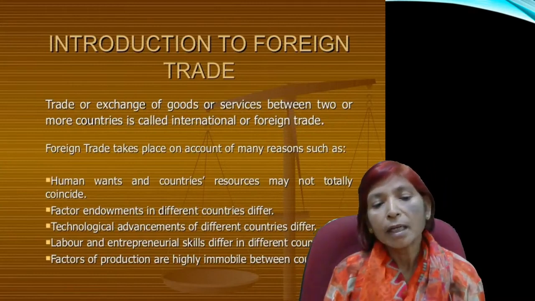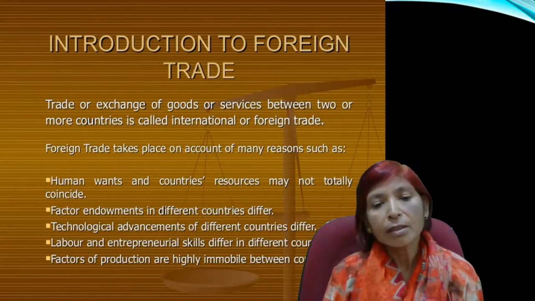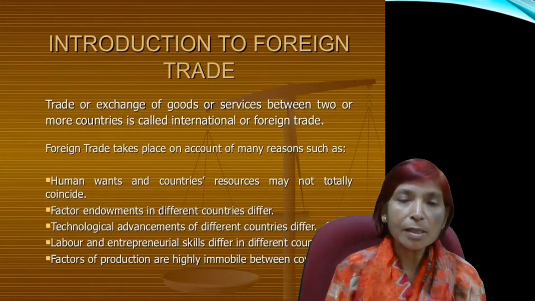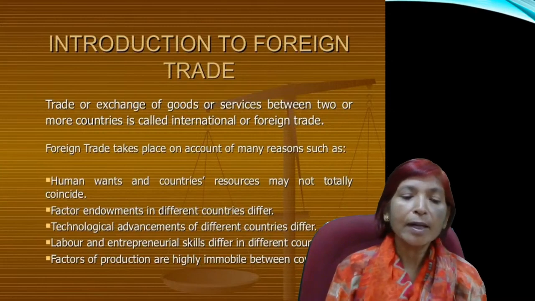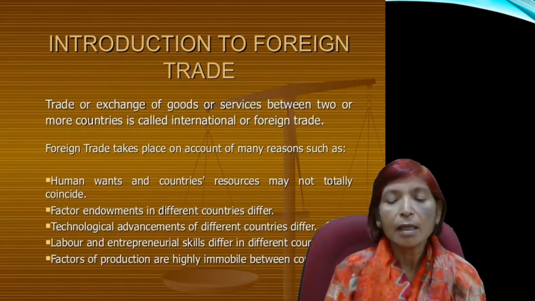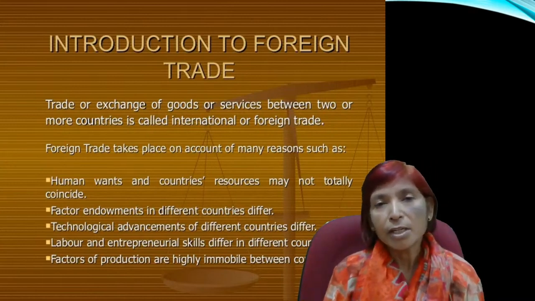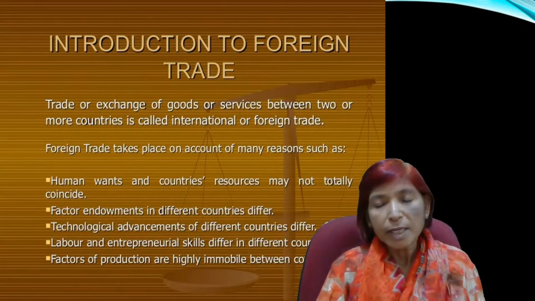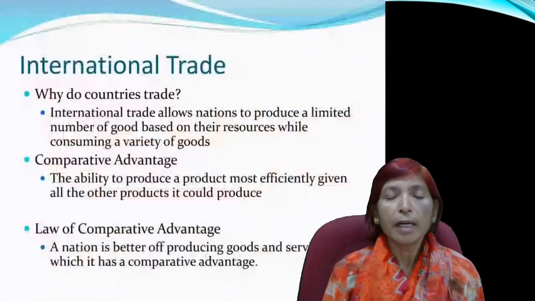Factor endowments differ in different countries, technological advancement differs, and labor and entrepreneurial skills also differ. Factors of production are not perfectly mobile between nations. That's why international trade plays a very important role all over the world at present. Now next is international trade.